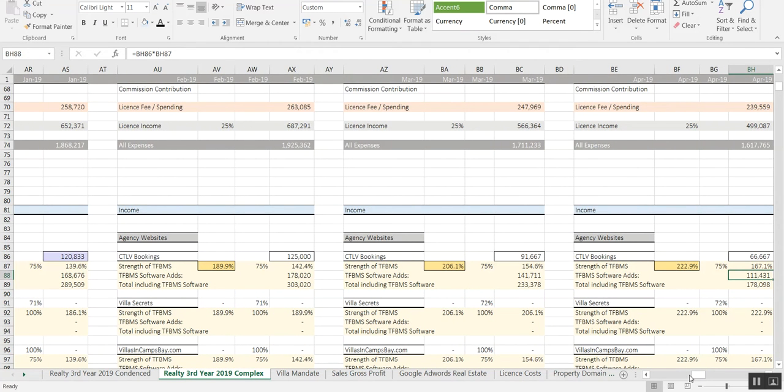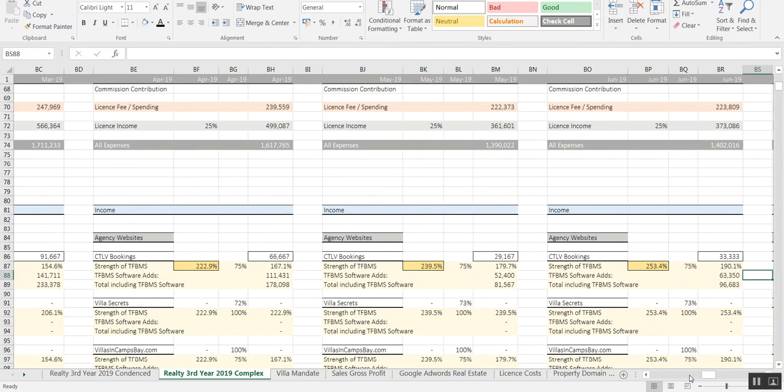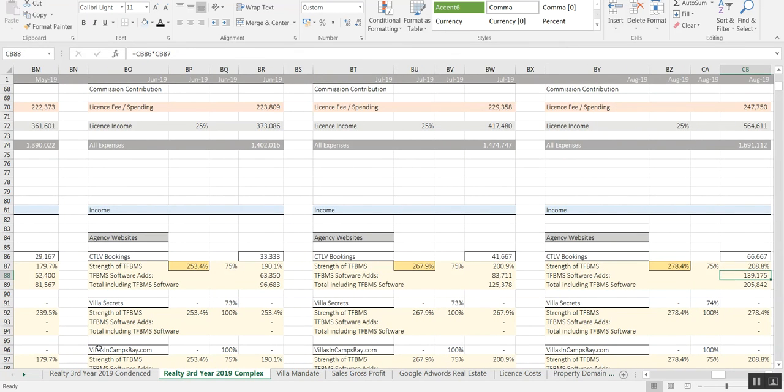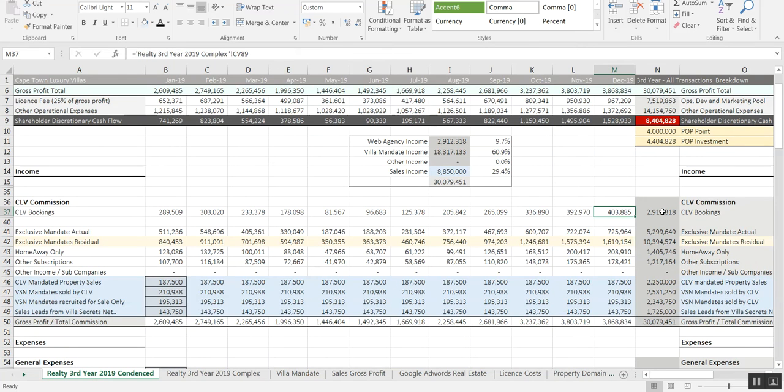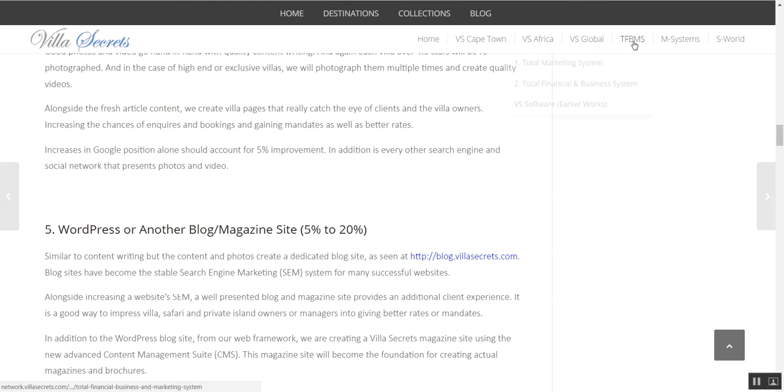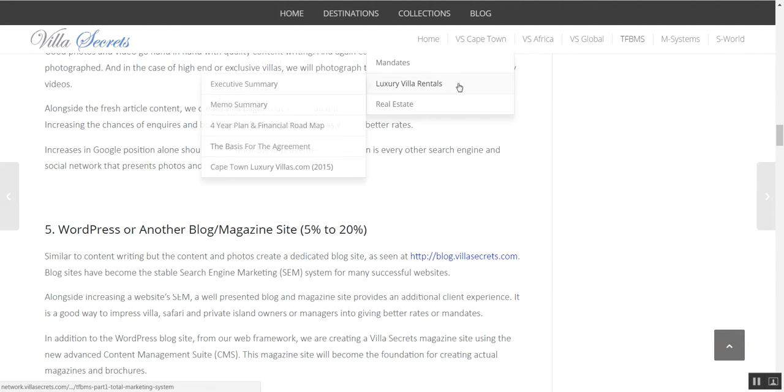Okay, and getting back to it, now when we said that the real estate company is going to have their own villas website, it's going to be villas at rentals and sale, and it's going to be called capeluxuryvillas.com, and this is what we expect it to make. As we said, if we go back to here, we can see we're expecting it to make 3 million. So there's an awful lot more information about this somewhere. Where would it be? Luxury Villa Rentals, 4-year plan and financial roadmap.